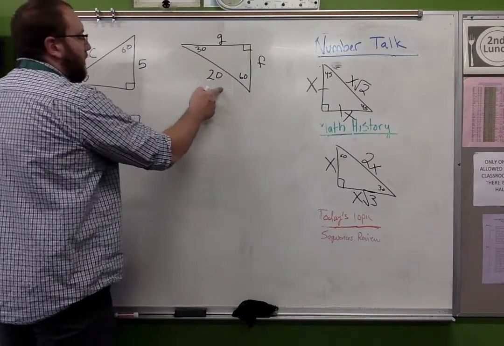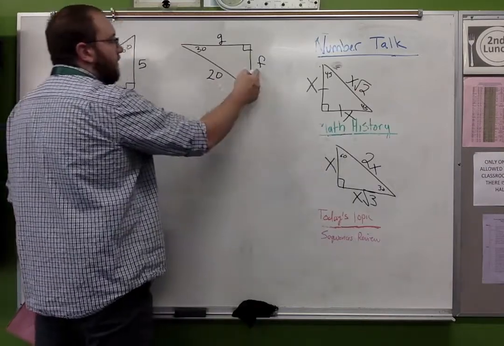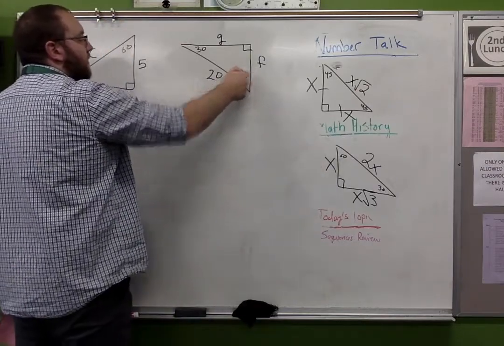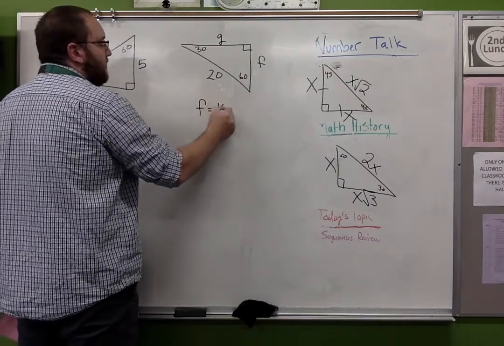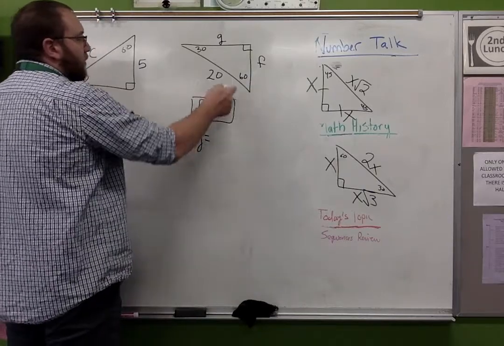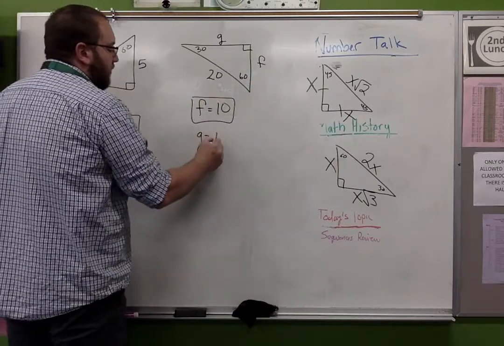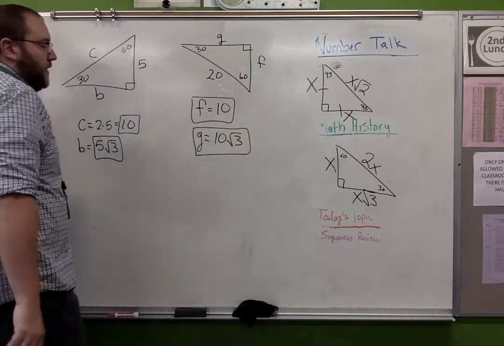Now over here, we have the hypotenuse. Remember, the hypotenuse is double the side from 30. So if I want to find the side across from 30, I divide by 2. 20 divided by 2 is 10. There's F. G, the side across from 60, is you take the side across from 30 and multiply by the square root of 3. There's your answer.